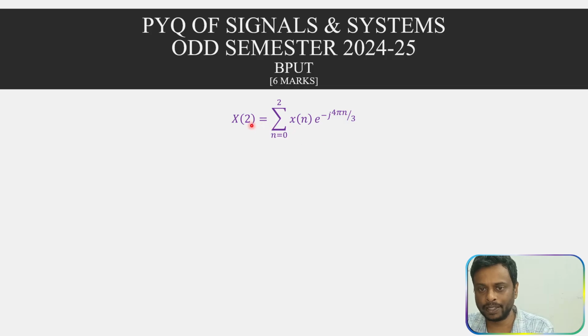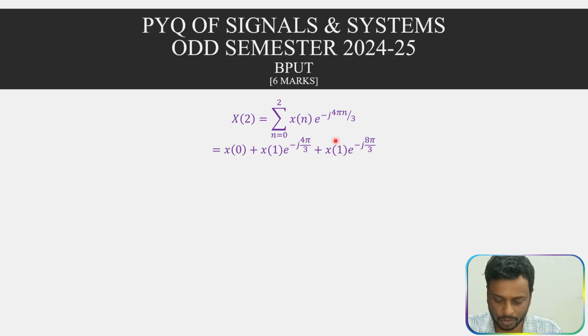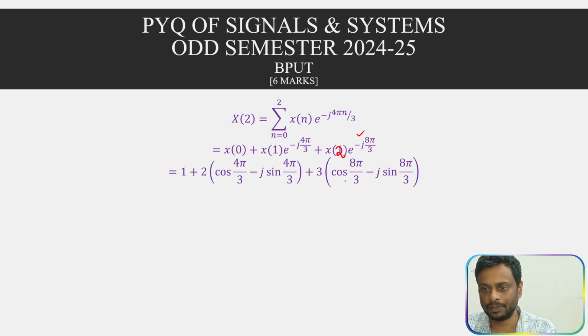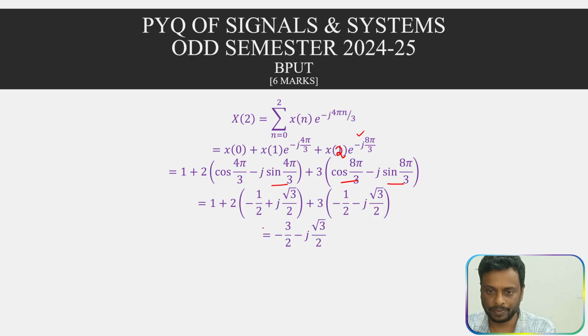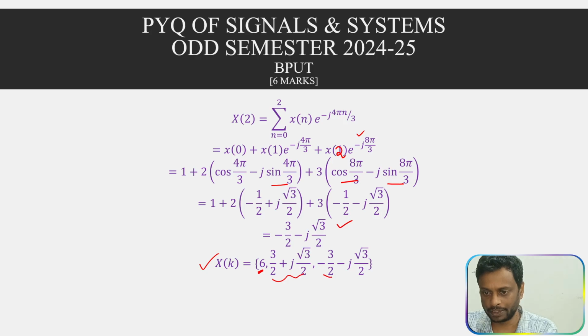In this case, k value is 2, so it will be 2 into 2, that will be 4, and capital N equal to 3. So put n equal to 0, n equal to 1 and n equal to 2. Then put Euler's formula, cos theta minus j sin theta, and find out these values. So we have found out x of 0, x of 1 and x of 2. This is our x of k.